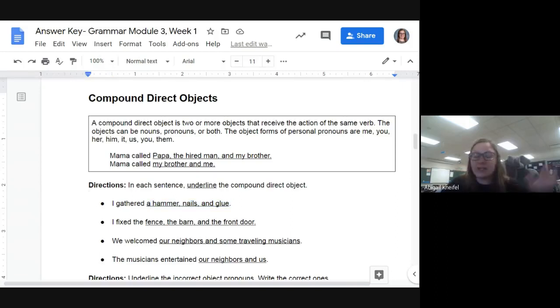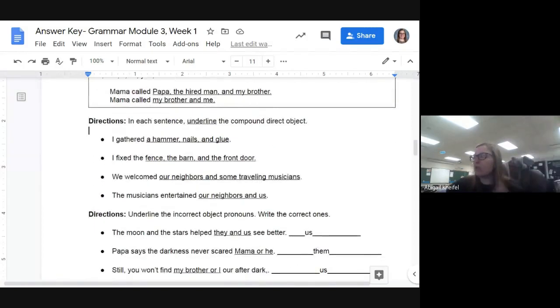I fixed. What did you fix? The fence, the barn, and the front door. You could have just done fence, barn, front door. I just did the whole thing because that makes more sense to me. We welcomed. What was welcomed? Our neighbors and some traveling musicians. So neighbors, traveling musicians. More than one. The musicians entertained. What was entertained? Our neighbors and us. Okay? So it's the exact same thing as what we did on the top, but there's just more than one.